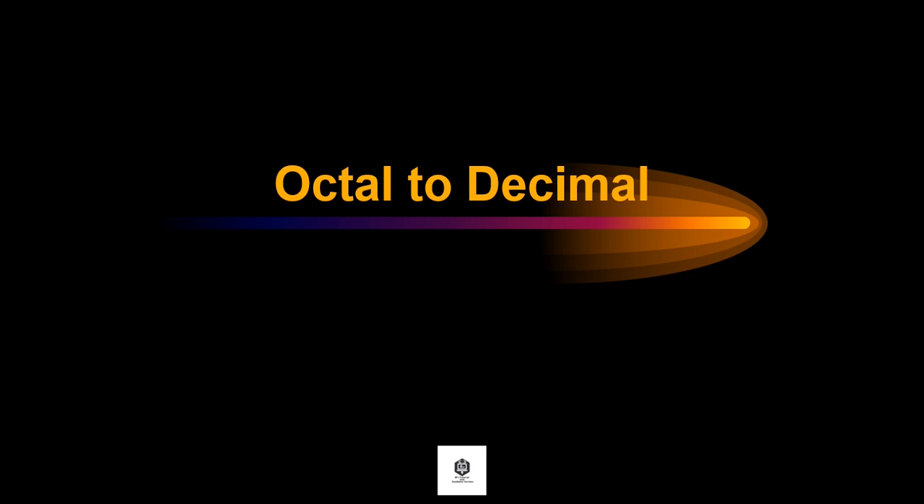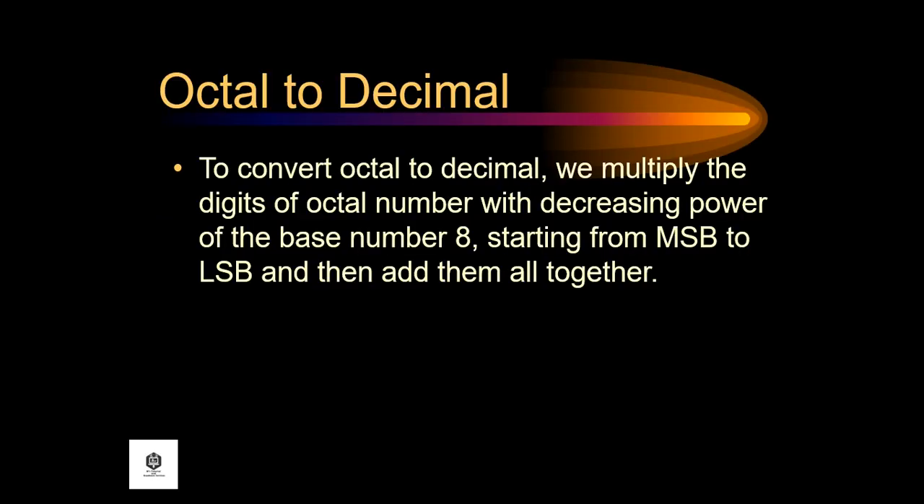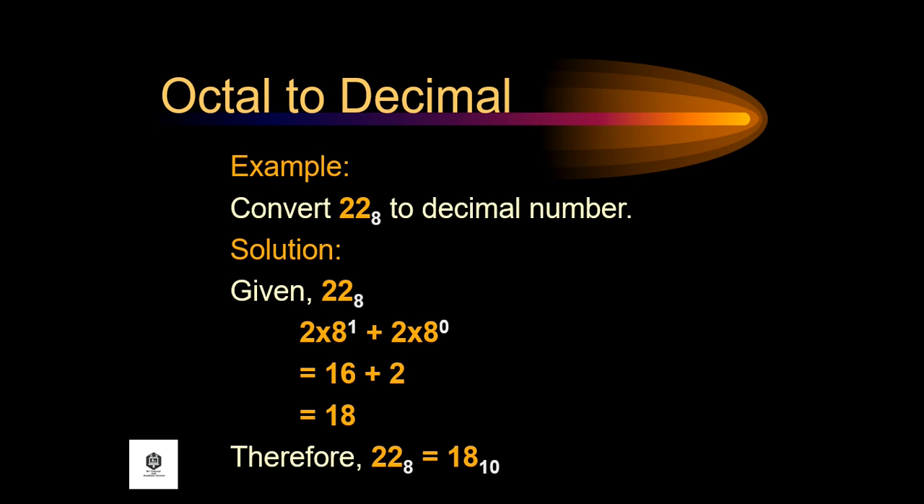Let's proceed to the octal to decimal. To convert octal to decimal, we multiply the digits of the octal number with increasing powers of the base number 8, starting from MSB to LSB, and then add them all together. For the example, convert the octal number 22 to a decimal number.